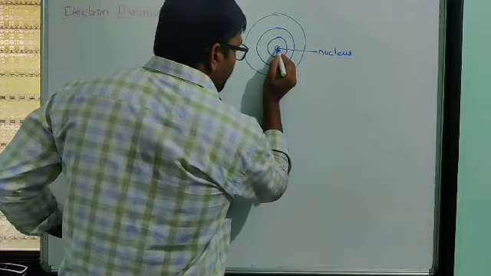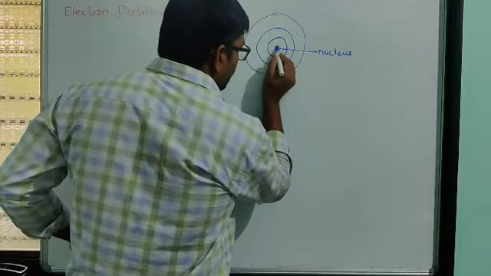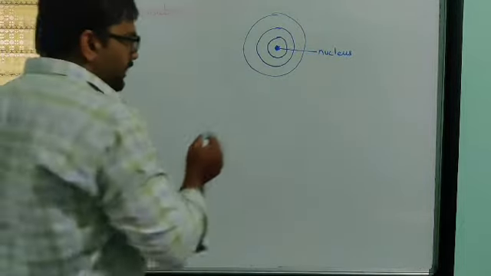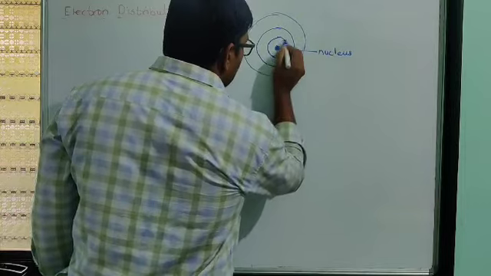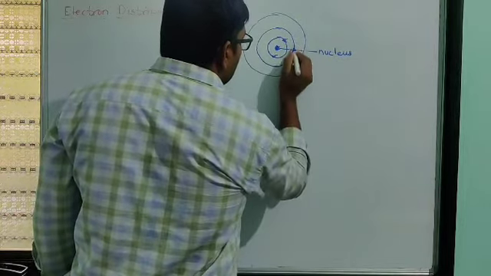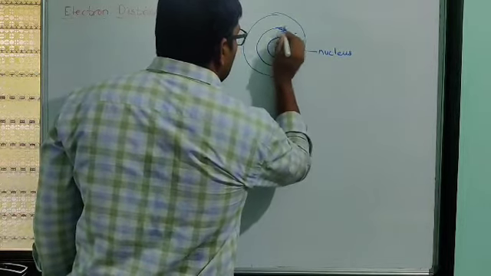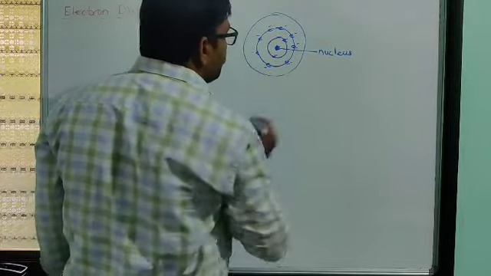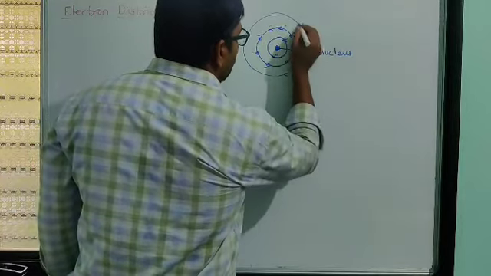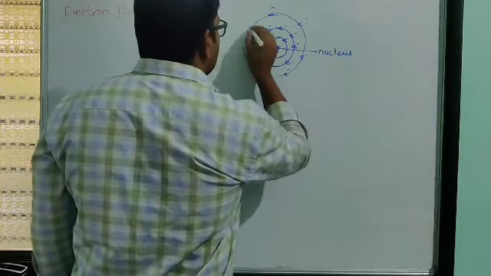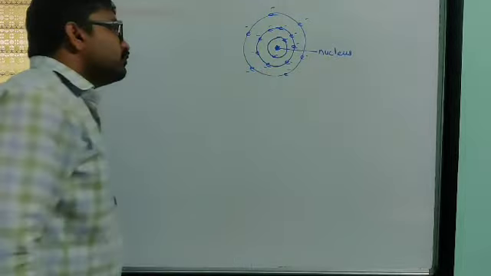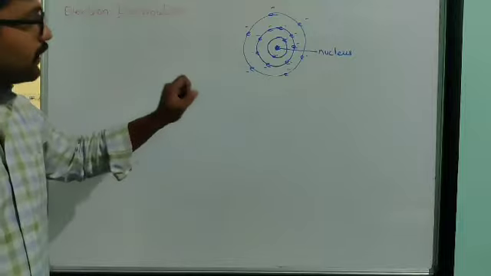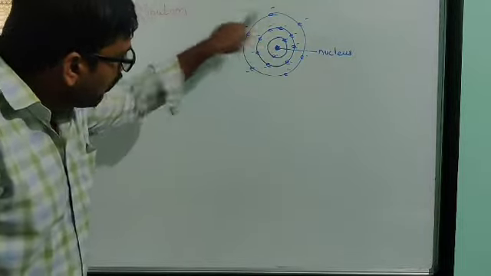Inside the atom, at the middle position, the nucleus is there, and we know that in the nucleus there are protons and neutrons. And these electrons revolve around this nucleus. So electrons revolve around the nucleus in such a way. We have to see one thing: these are the paths of electrons.